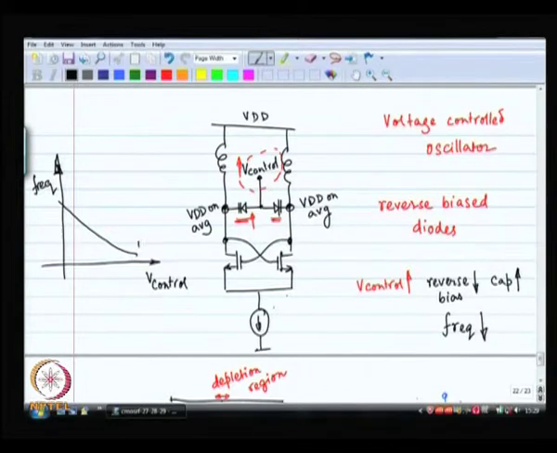Okay. In any case you can't have V control more than VDD, right. So, this is basically the idea. Now, the other things that you have to take care of over here are, first of all, you need appropriate diode size.